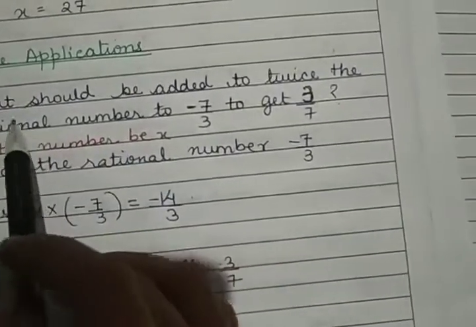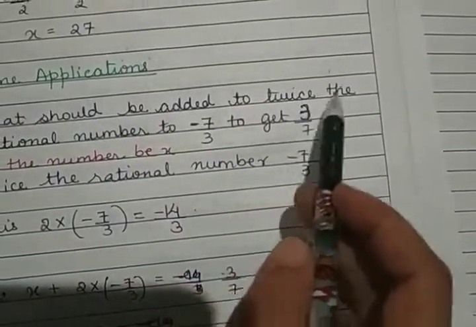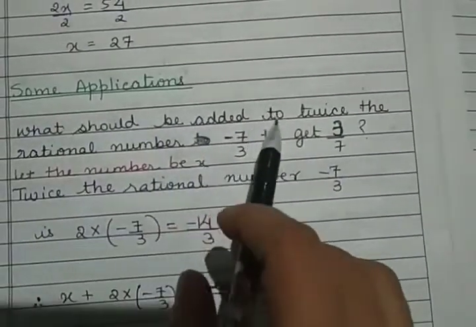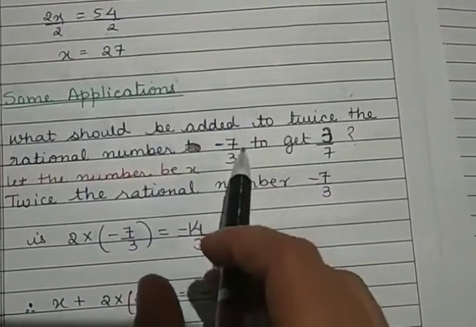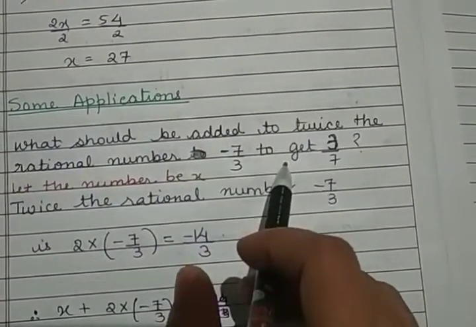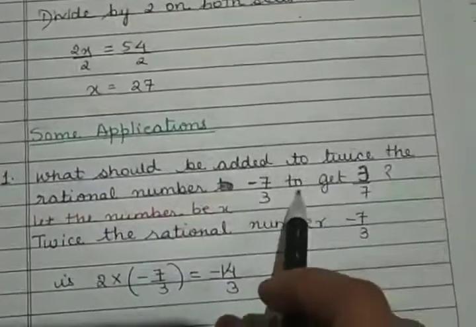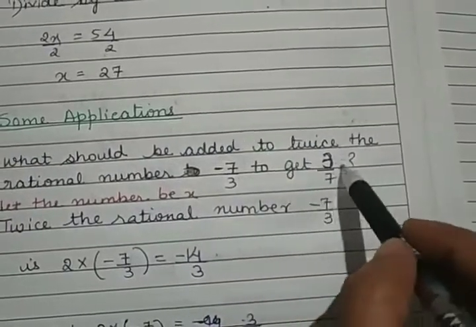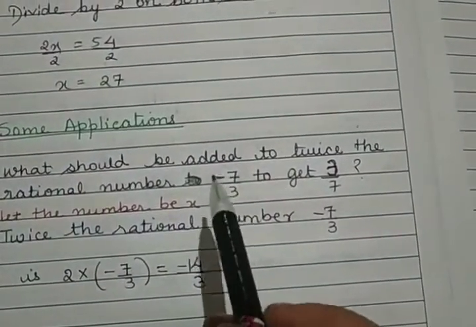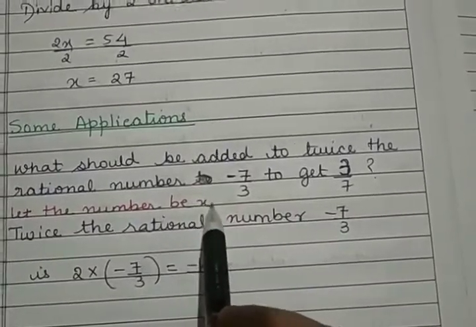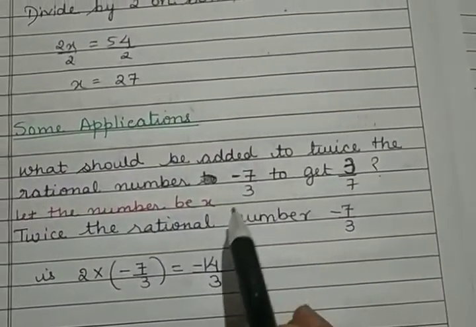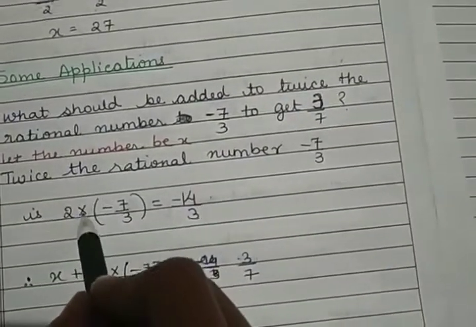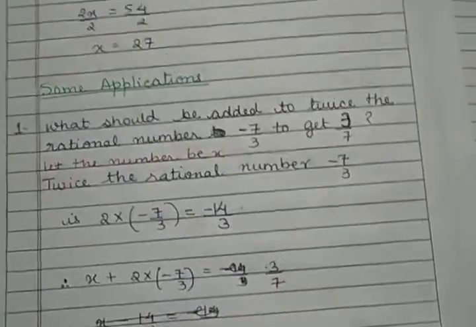applications of this. Now what should be added to twice the rational number minus 7 upon 3 to get 3 upon 7? So you have to find out what should be added to twice this number so that you get the answer as 3 upon 7. Let the number to be added be x. What will be twice this rational number? Twice this rational number is 2 multiplied by minus 7 upon 3.